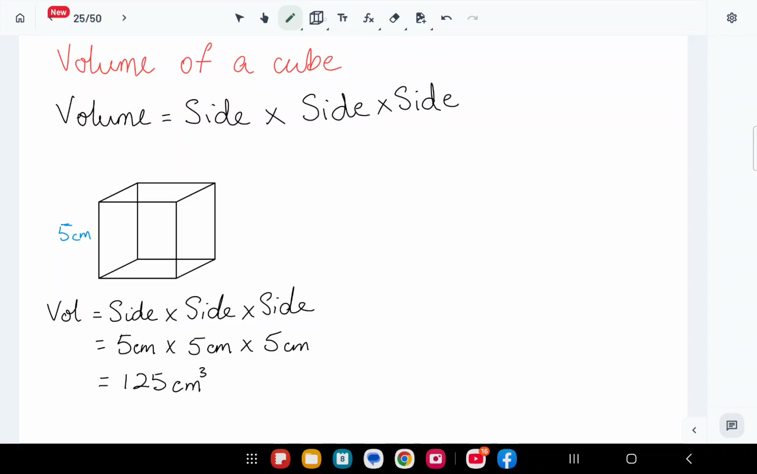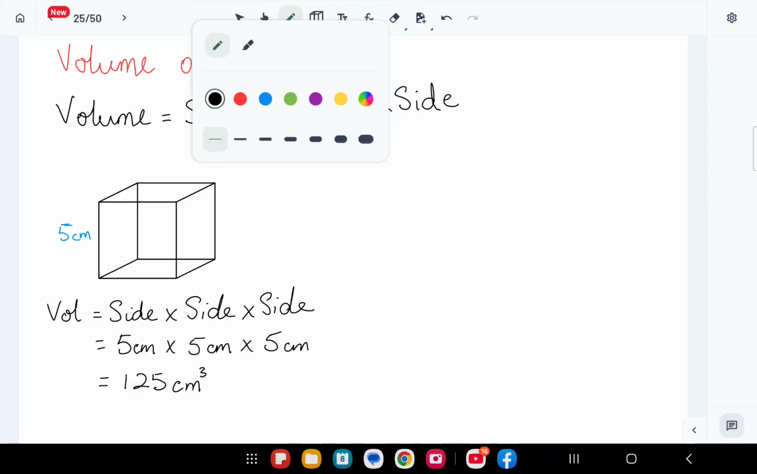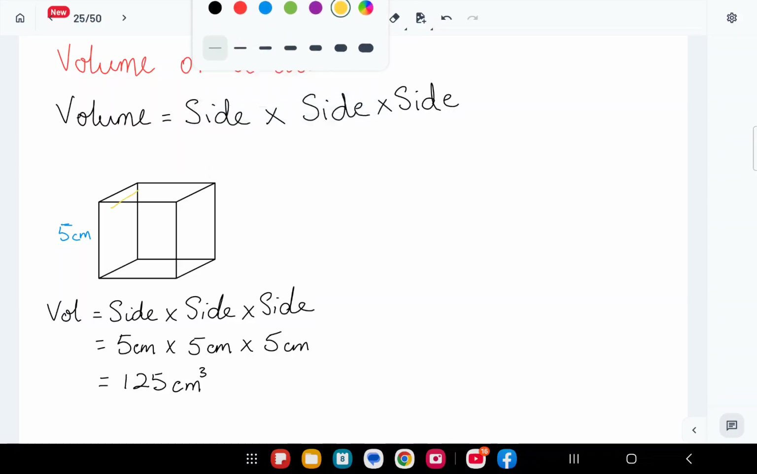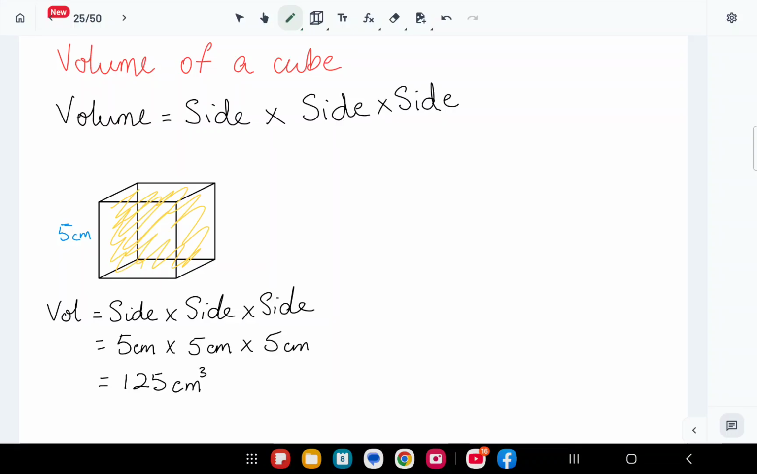What this means is that the capacity of this cube, so everything inside this cube here, will give us a volume of 125 centimeters cubed. All right, we know that if one side is 5 centimeters, all other sides will also equal 5 centimeters with a cube.